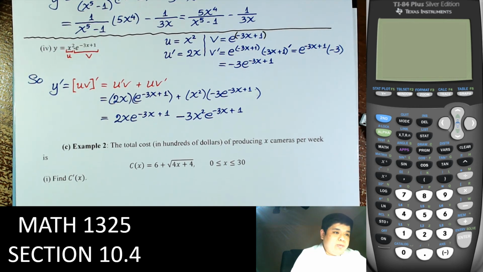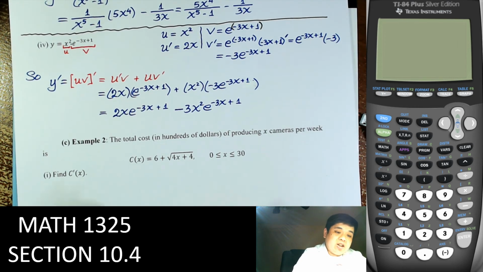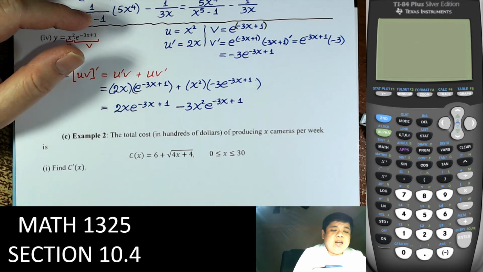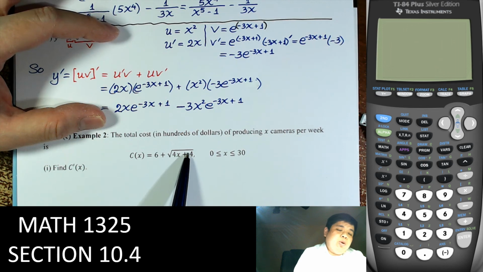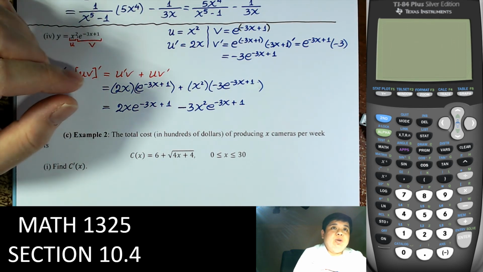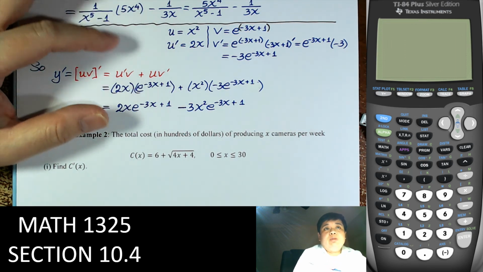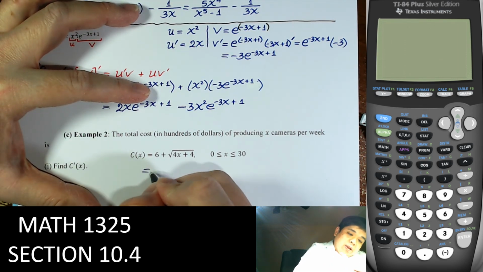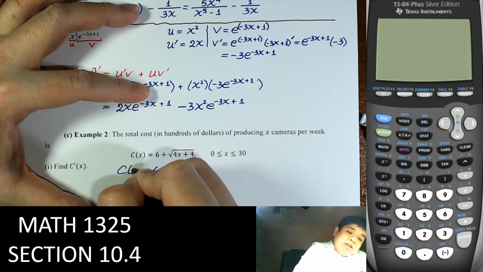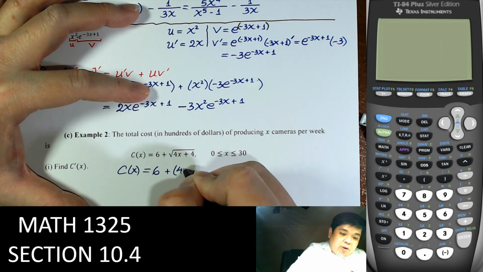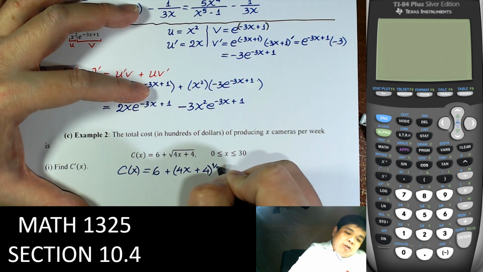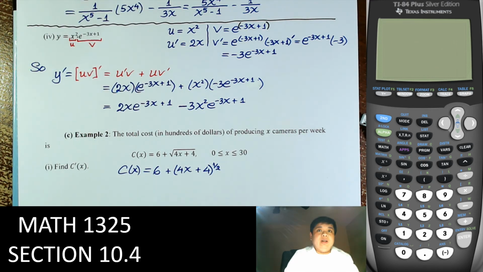Right, we end the section with an application. So how do we find the derivative of this? That's easy. If we rewrite the square root as a 1/2 power, we use the power rule, but still we need the chain rule. 6 plus, I just rewrite the function, haven't done anything yet, 4x plus 4 to the 1/2. Alright, so that is the function.